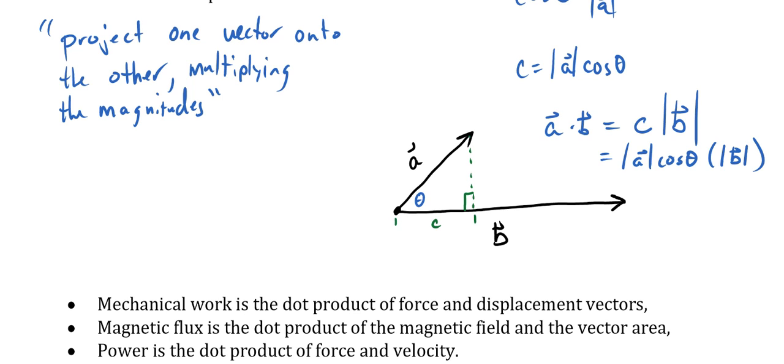Magnetic flux is a dot product of magnetic field and the vector area. That one maybe doesn't even really make a whole lot of sense. Like, what's that even talking about? But anyway, there's just another example. And power is the dot product of force and velocity. You recognize a lot of those, and if you've taken physics recently, you would probably be like, okay, that I can kind of see, we've done things like that in physics class, so I kind of get that.